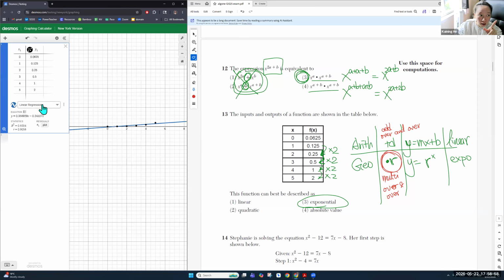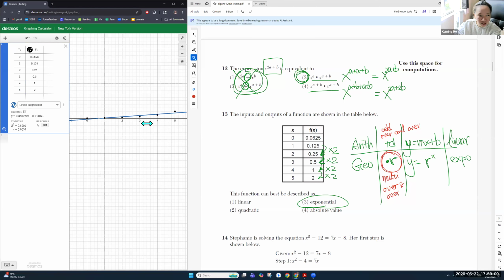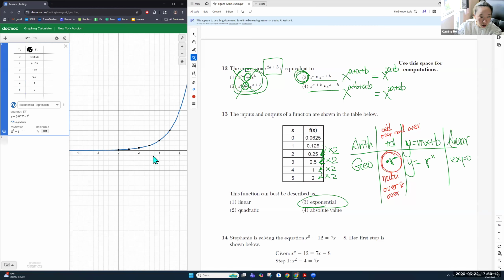You click on it, and then is it a linear regression? No, they don't actually fit everything. Is it quadratic regression? No, they don't technically fit everything. Is it an exponential regression? Actually, look at this. This is beautifully fitting everything in here. All right, look at that.